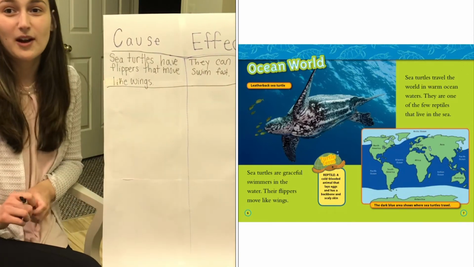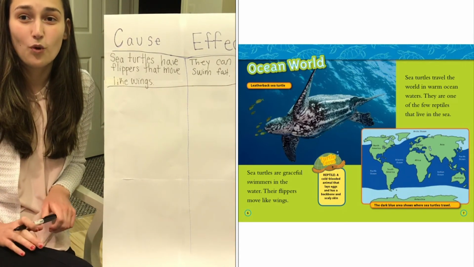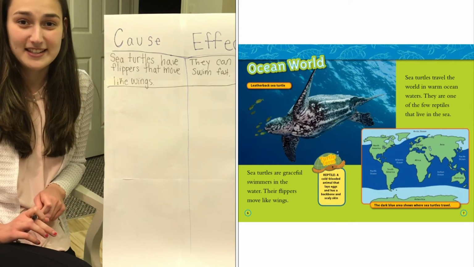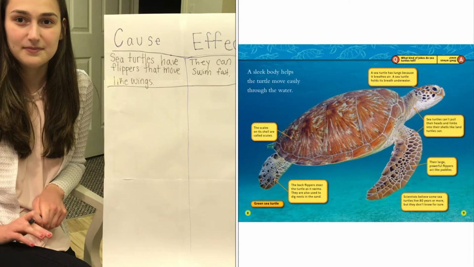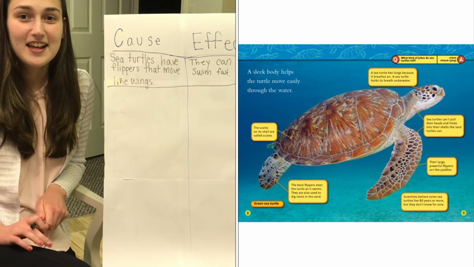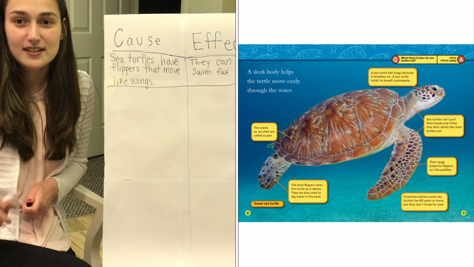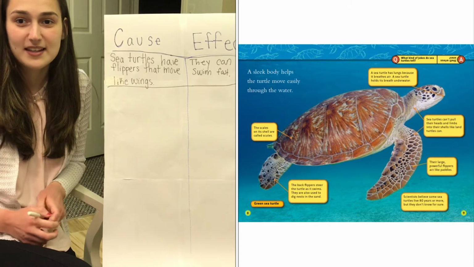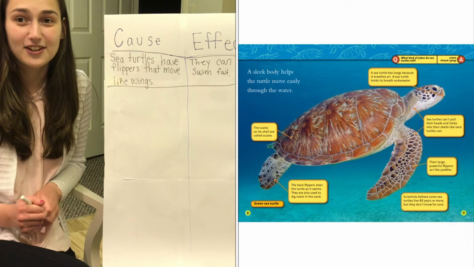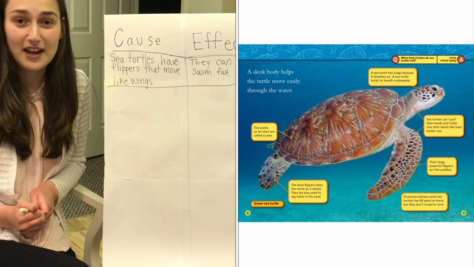Okay, so our next, let's keep on going in the story. Sea turtles travel the world in warm ocean waters. They are one of the few reptiles that live in the sea. A sleek body helps the turtle move easily through the water. The scales on its shell are called scutes. The back flippers steer the turtle as it swims. They are also used to dig nests in the sand. A sea turtle has lungs because it breathes air. A sea turtle holds its breath underwater.